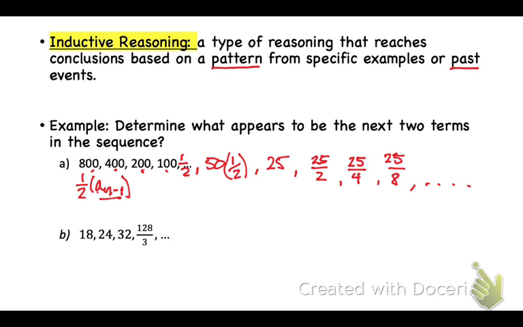So the next one we have 18, 24, 32, 128 over 3. Wait a minute. How'd you go from 32 to 128 over 3? We've got to figure it out. But it's not wrong. There's a pattern there. Well, maybe you're adding 8, or timesing it by 3. Well, 3 times 18 is not 24. 3 times 6 equals 18. 3 times 8 equals 24.